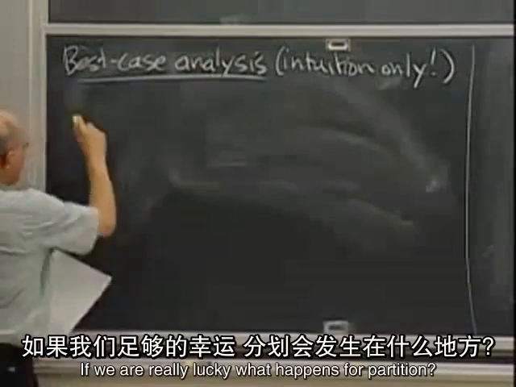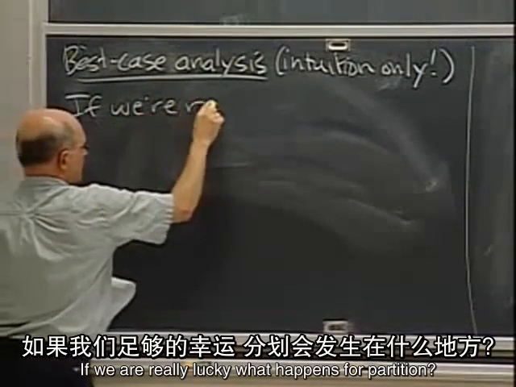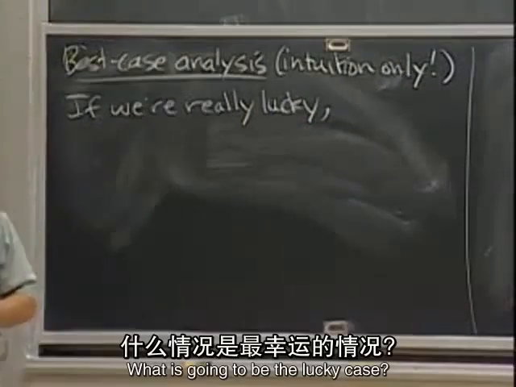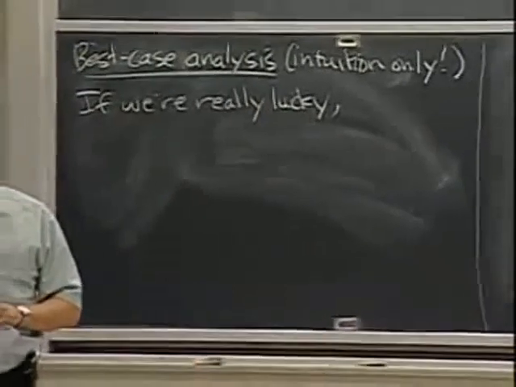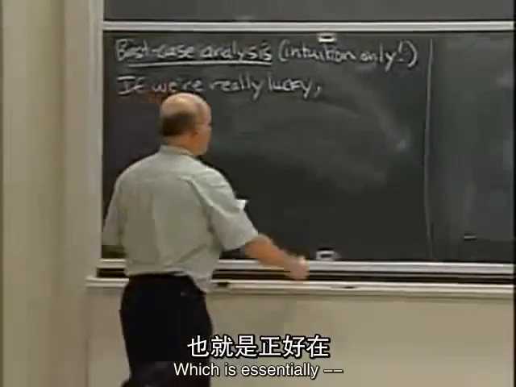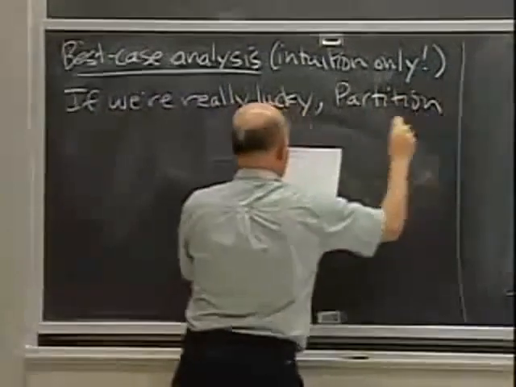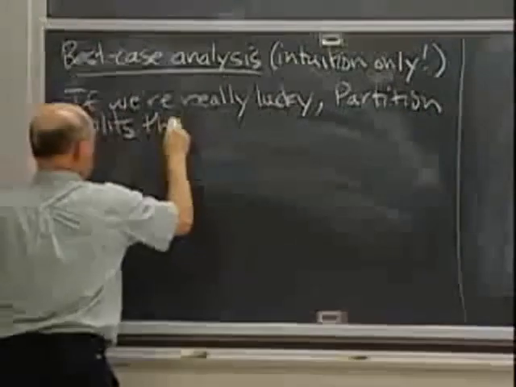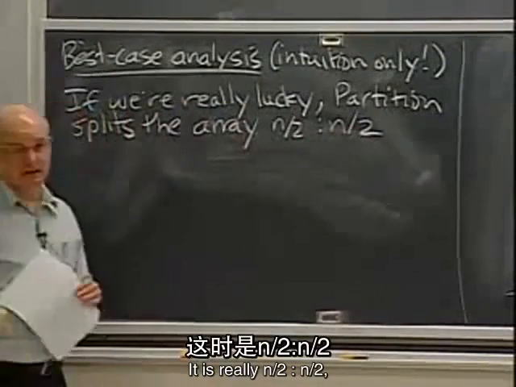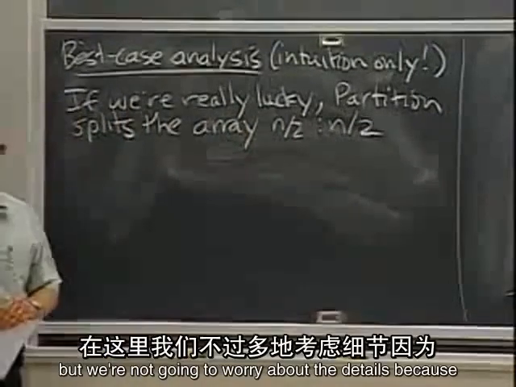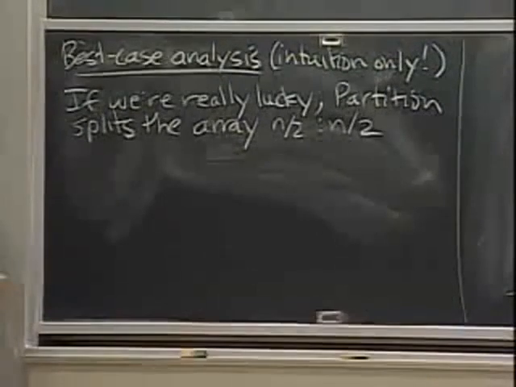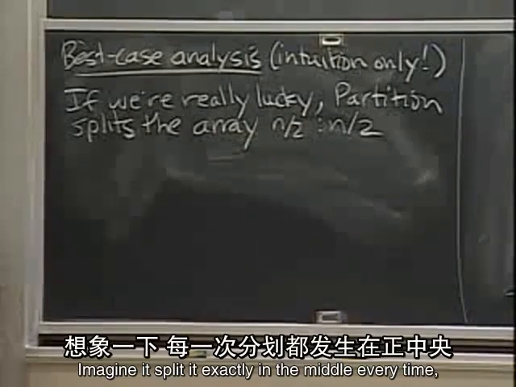Okay? So if we're really lucky, what happens for partition? What's going to be the lucky case? Yeah, it splits, boom, right in the middle. Okay, which is essentially n over 2 to n over 2. It's really n minus 1 over 2 to n minus 1 over 2, but we're not going to worry about the details because we're only doing intuition for the best case, because best case is not what we want. So if that happened, what's the recurrence that I get? Imagine it split exactly in the middle every time.